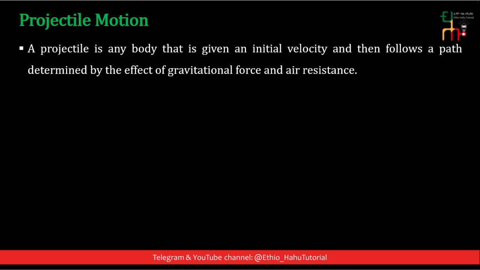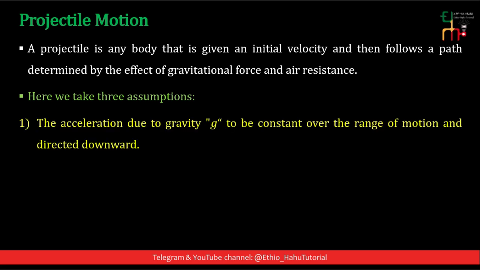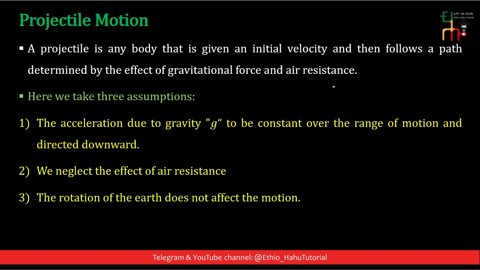A projectile is any body that is given an initial velocity and then follows a path determined by the effect of gravitational force and air resistance. In this case, we are going to see different assumptions. The first assumption is acceleration due to gravity g is constant over the range of motion and directed vertically downward. The second assumption, we neglect the effect of air resistance. Third, the rotation of the Earth does not affect the motion.